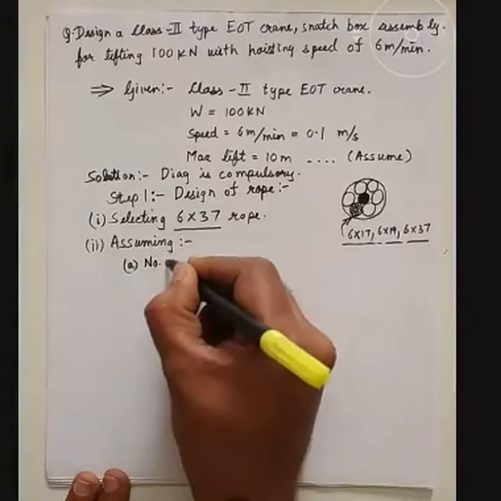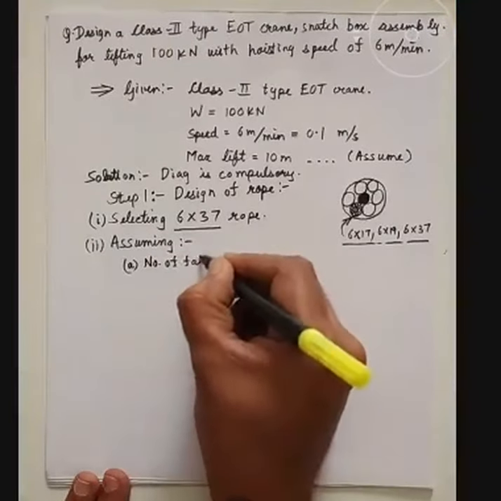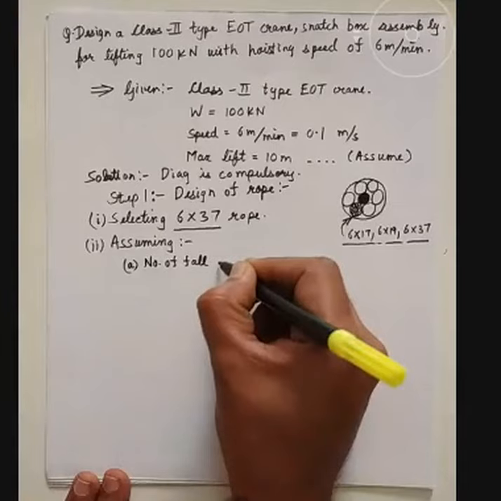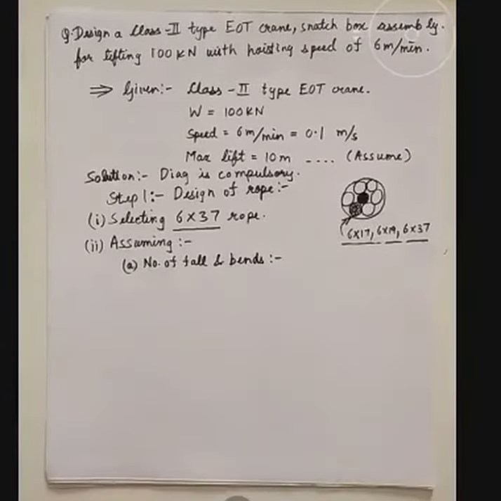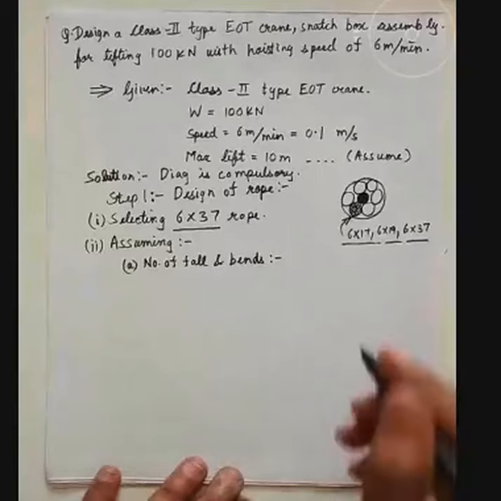Number of falls and bends. See, what do you mean by this? I will explain this with an example.